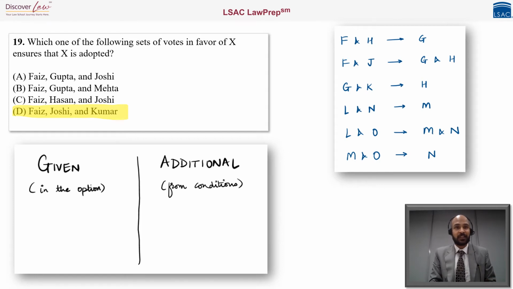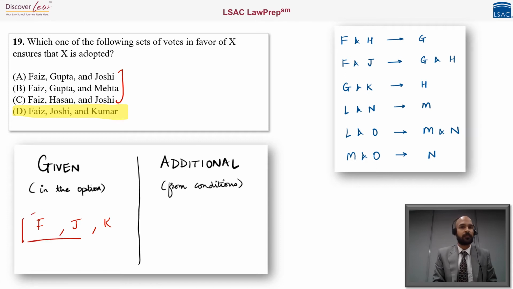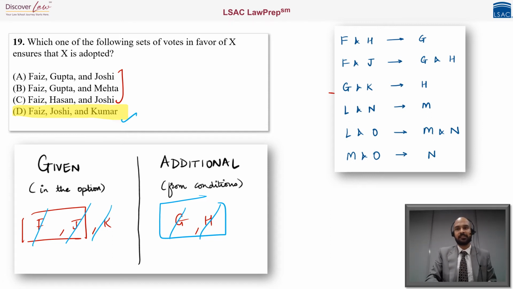Option D. If we were right in these 3, then D is the answer, but let's just check that. We have F, J and K. Okay, so when you have F and J, then from this rule you additionally get G and H. Now you have 5, as you can see, 1, 2, 3, 4 and 5, and therefore D is the answer.